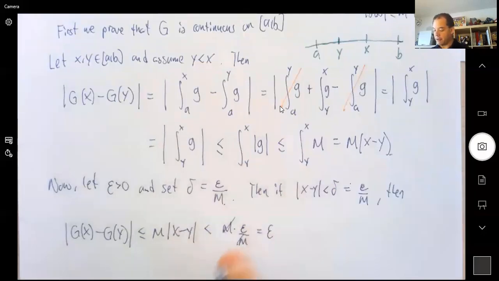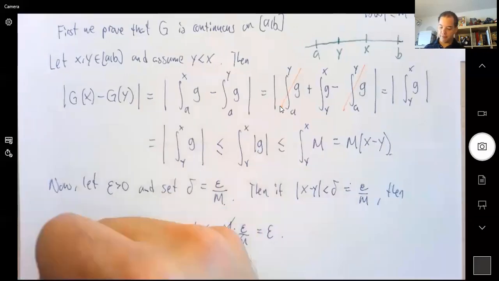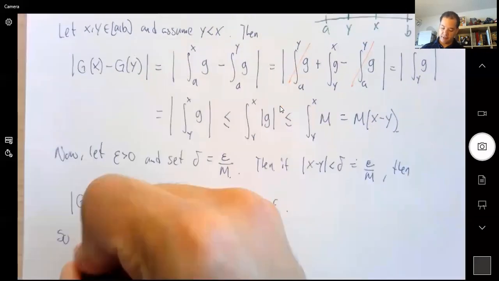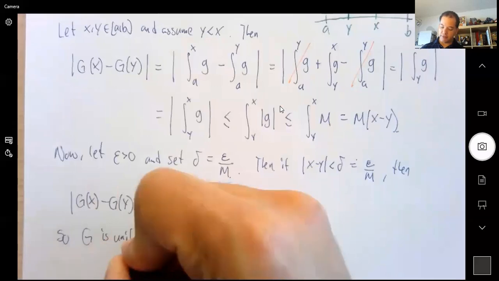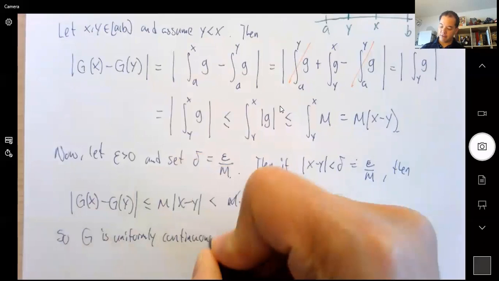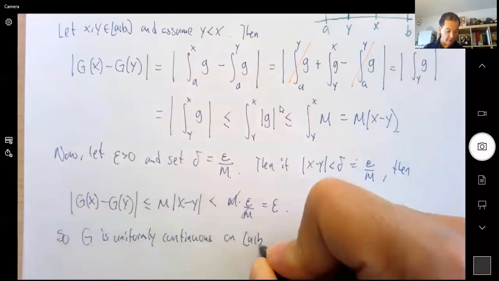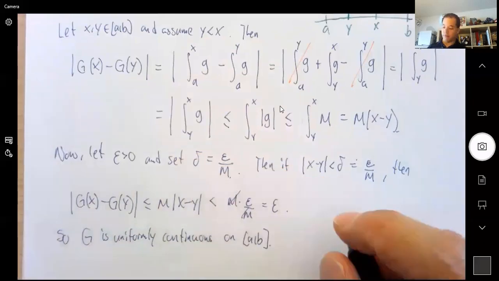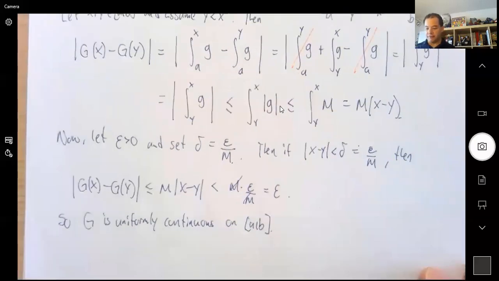So for an arbitrary epsilon, if x and y are closer, then g of x and g of y are closer. And the delta does not depend on x or on y, so we just proved that capital G is uniformly continuous on AB. Beautiful. All right. So that's the first part.